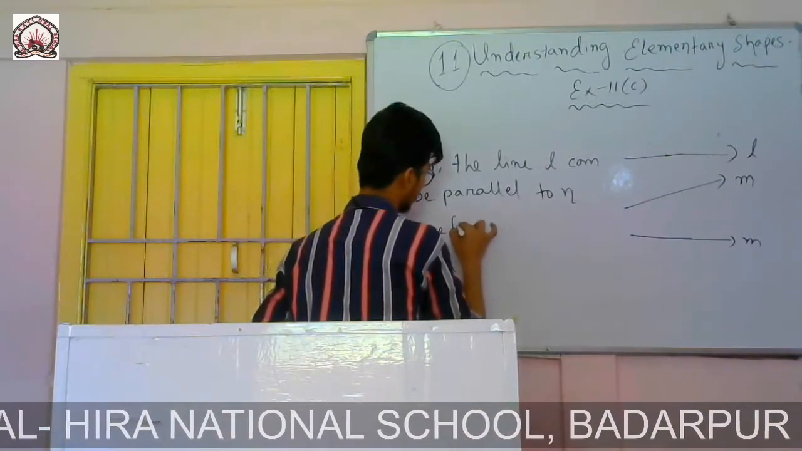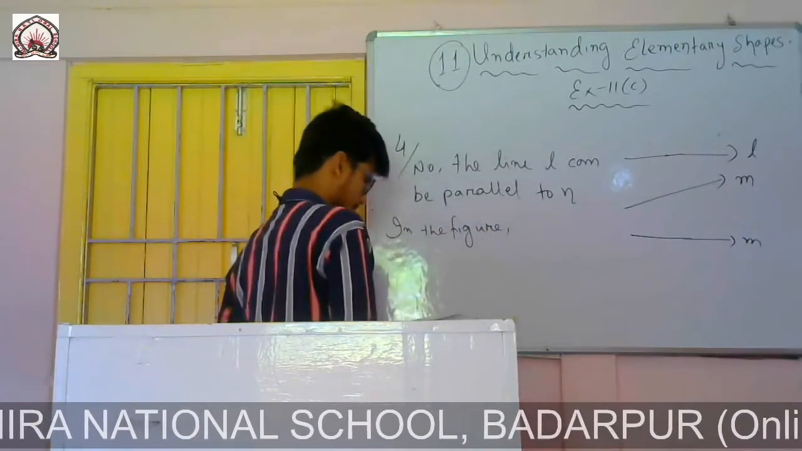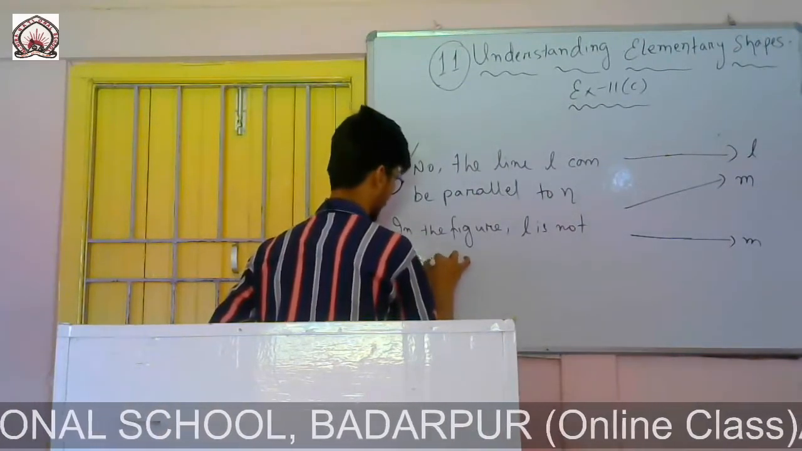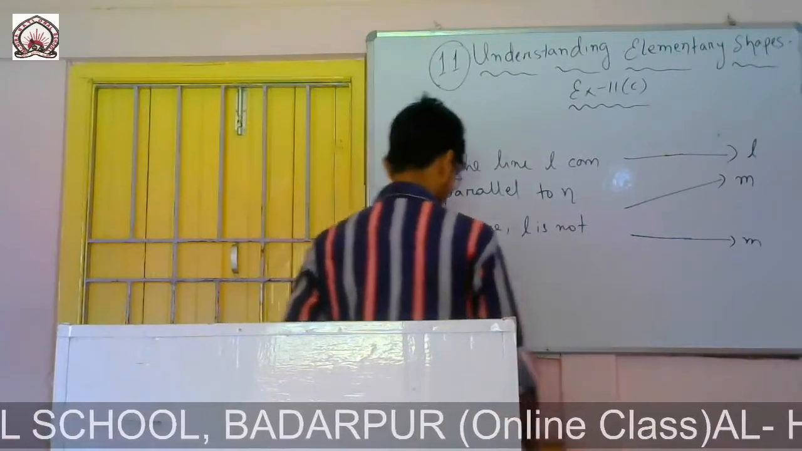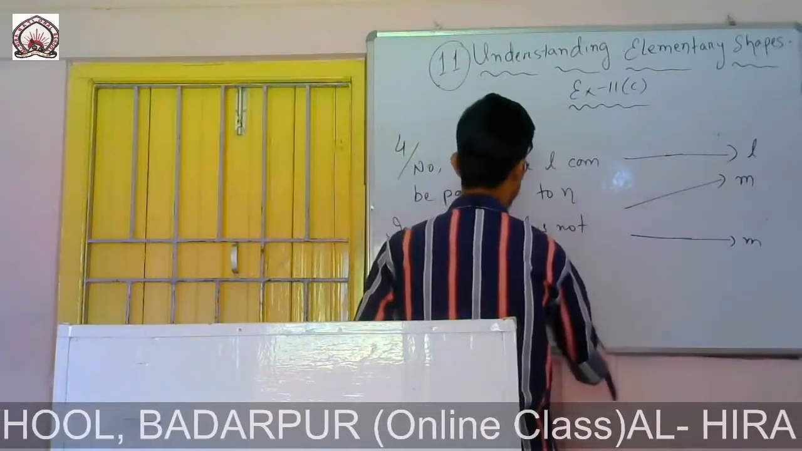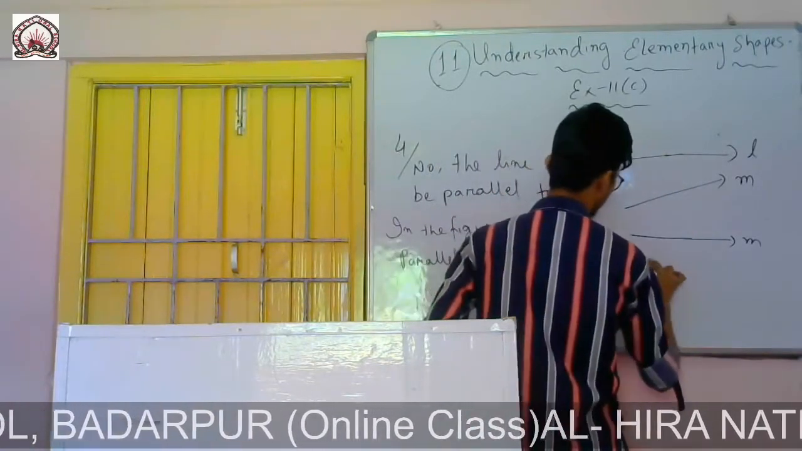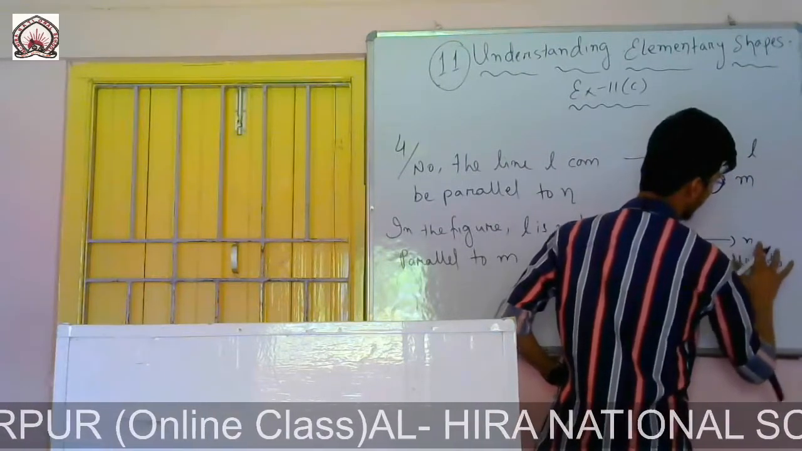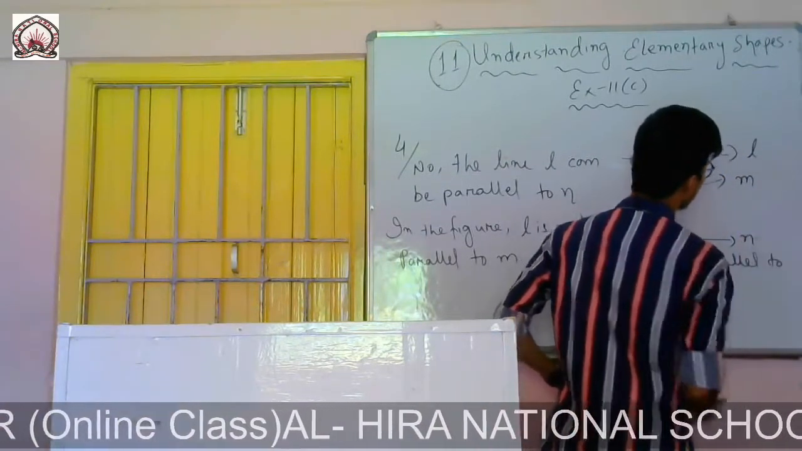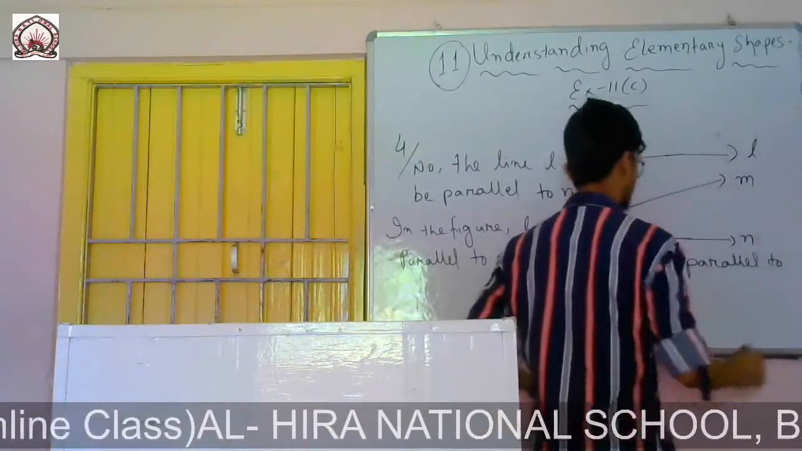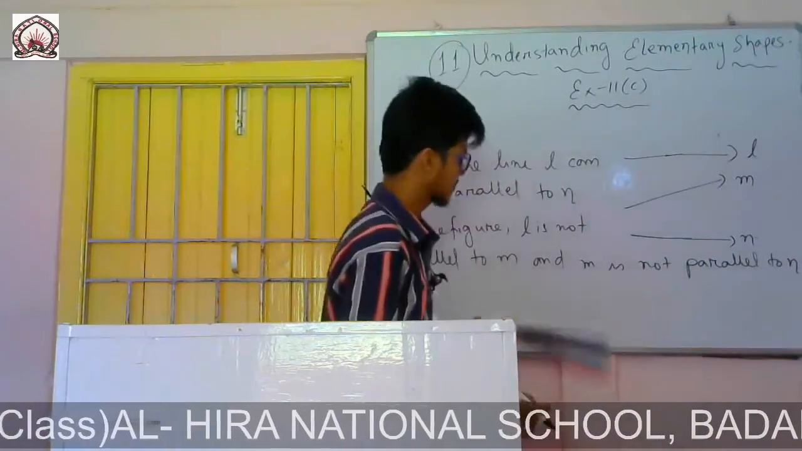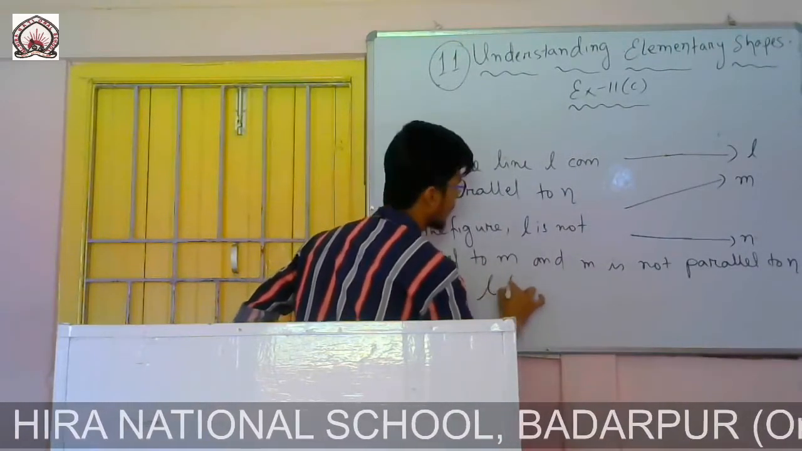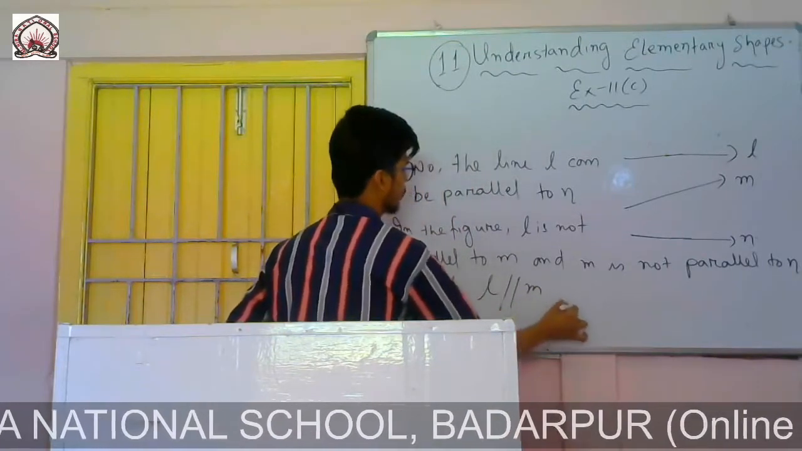In the figure, L is not parallel to M, and M is not parallel to N. You write it nicely: L, M, N, and M is not parallel to N. But from this figure, or from this sketch, we can understand that L is parallel to M. So this is the answer.